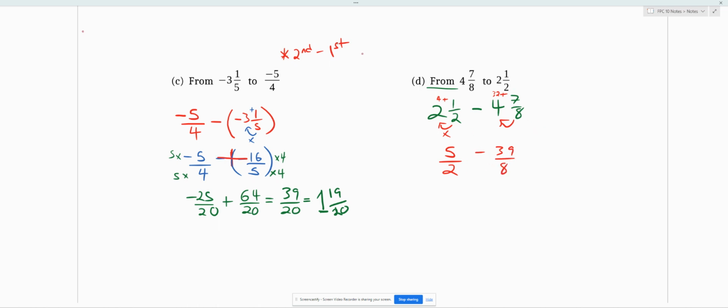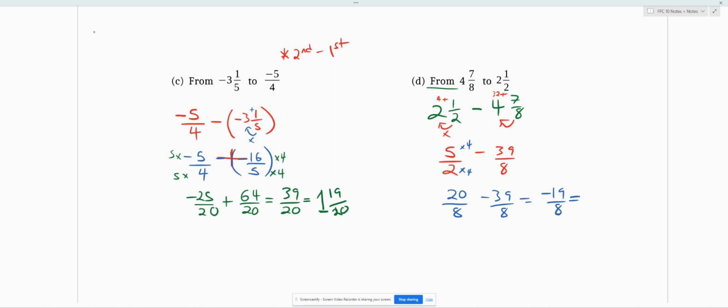Well, we don't have common denominators, but we can fix that. Let's just multiply this one by 4, and then I'm going to get an 8. So I have a new fraction. I have 20 over 8, subtract 39 over 8. If I take 20, subtract 39, I'm getting more negative. I'm going to have negative 19 over 8.